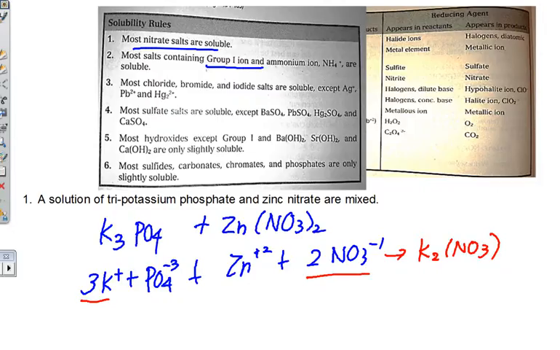So I wrote this wrong, because potassium has a positive 1 charge and nitrate has a negative 1 charge. So if you write it out, it's going to be potassium nitrate. Zinc is going to be Zn3(PO4)2, because remember, charges crisscross. What do we know about nitrate? It's soluble. That means it's going to fall apart. So if I rewrite this, it's going to look something like this.